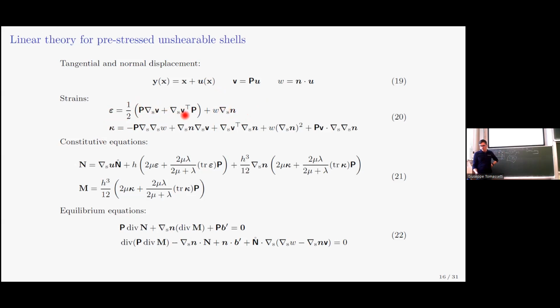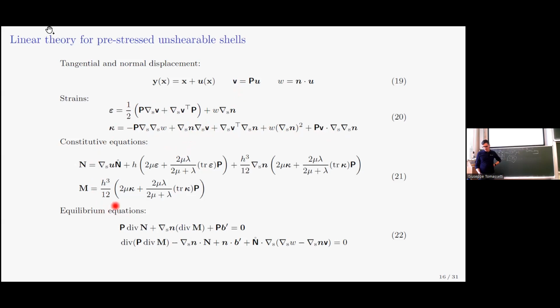And what you find here is something very similar to what you have in linear elasticity. In linear elasticity, you have that the deformation is the symmetric part of the displacement gradient. In shells, there is something similar. You have a symmetric stuff. You have the symmetrization of the composition between the transpose of the projector on the tangent space and the superficial gradient of the tangential displacement. Okay. And the expression for the bending is a little more complicated, so I will not go into that.